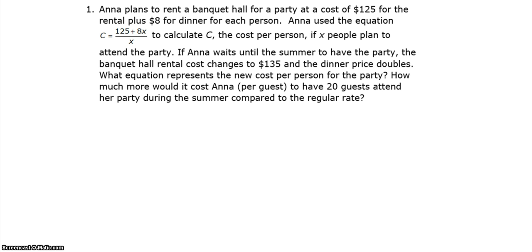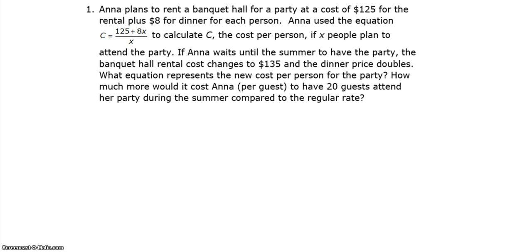So Anna plans to rent a banquet hall for a party at a cost of $125 for the rental plus $8 for dinner for each person. Anna used the equation C equals 125 plus 8x divided by x to calculate C, the cost per person if x people plan to attend the party. If Anna waits until the summer to have the party, the banquet hall rental cost changes to $130 and the dinner price doubles. So what equation represents the new cost per person for the party? That is the very first question that we have to answer.